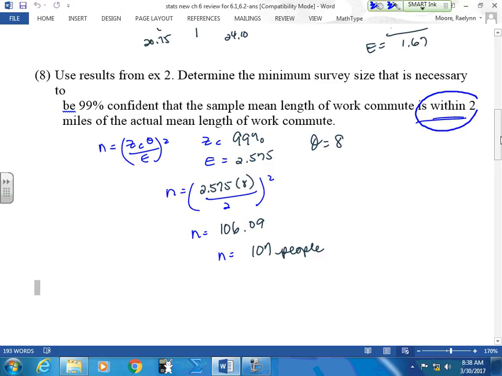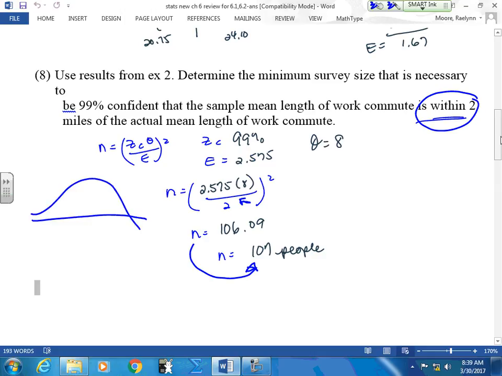They say within 2. That's this guy right here. Your ZC is the ZC related to the 99. You only do this for Z-scores, 2.575. Your standard deviation was told to us up in the other problems, so it was 8. We plug these in, we square it. We always round up. A lot of you forgot to round up on your quiz, guys. Round up.